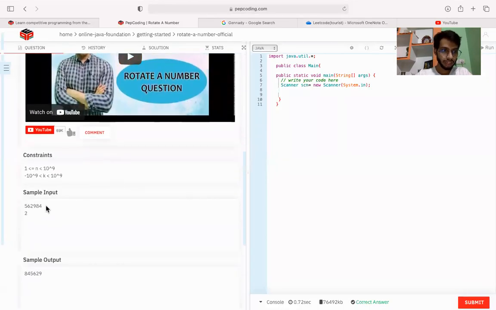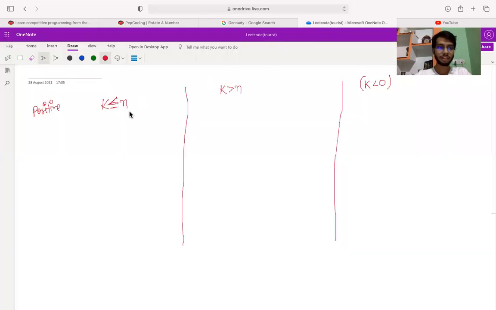The value of n is 562984, and the value of k is 2. So what does it mean? If k is positive and less than or equal to n, then here n means the total number of digits in this number. So this is a 6-digit number. K is equal to 2, and 2 is less than or equal to 6. So this condition is satisfied.